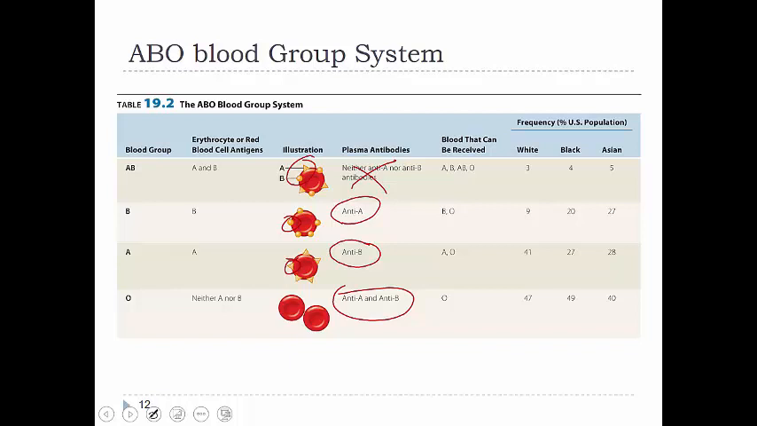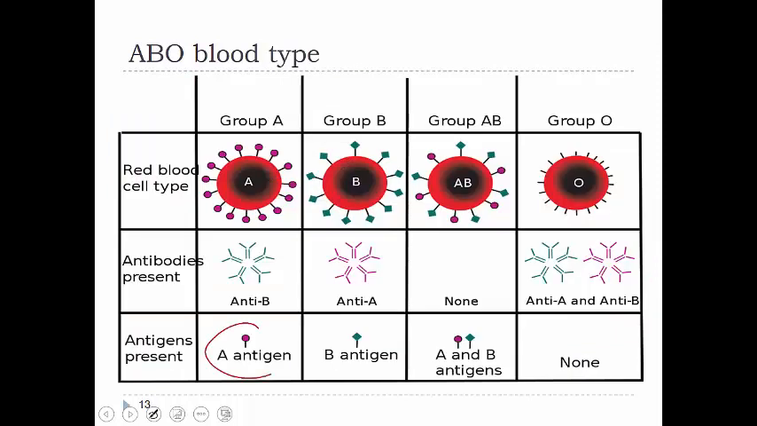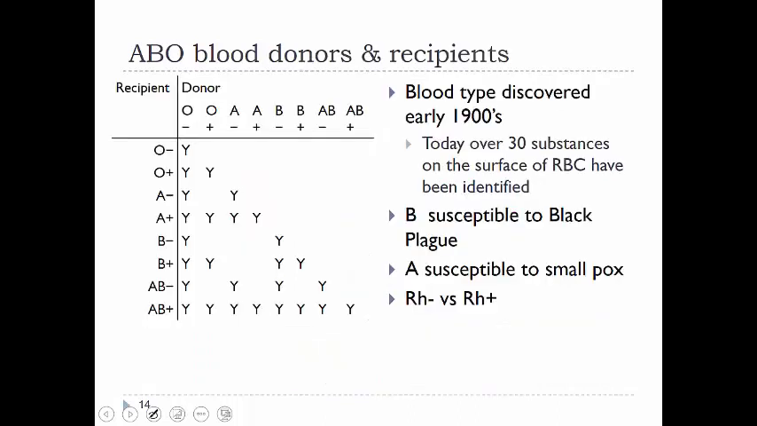I want you to notice over here we have a frequency. So the blood types have a frequency among the population. Certain genetic backgrounds are going to have different kinds. Again, you're going to have A antigen on blood type A, B antigen on blood type B. AB is going to have both, and then blood type O has none. So if you are blood type O, then you can accept blood from only O.